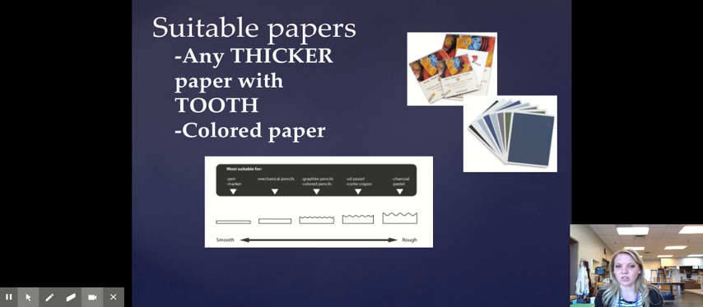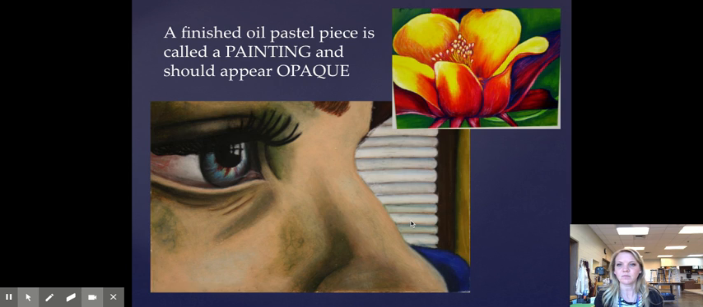So we're going to be using our sketchbook paper. I also like a gray paper called bogus paper. It's a lot like a manila paper. This is good for oil pastel work also. Just as I mentioned, a finished oil pastel piece is called a painting, and it should appear opaque. If you're in the classroom with me, I will be passing out examples of finished student artwork so you can see how much the oil pastel builds up after many layers and becomes very thick.